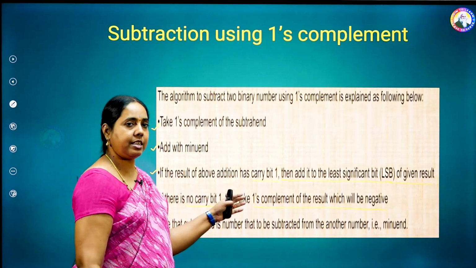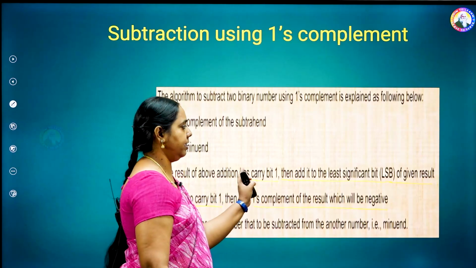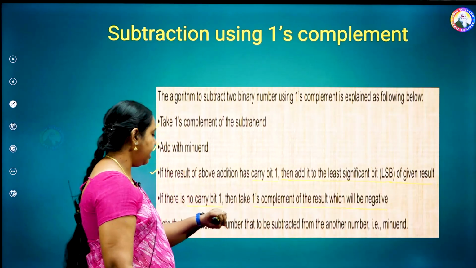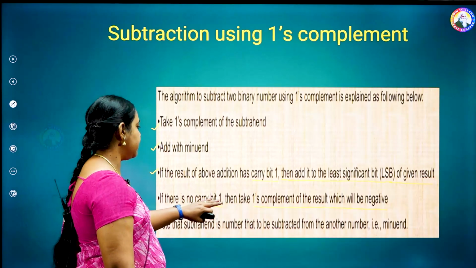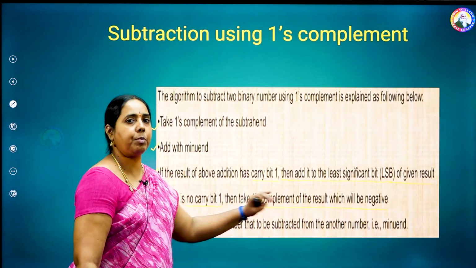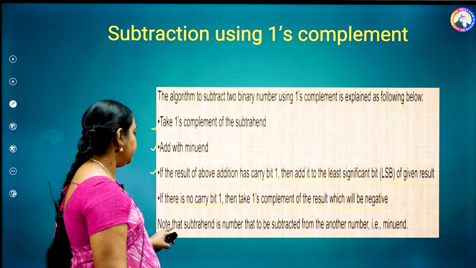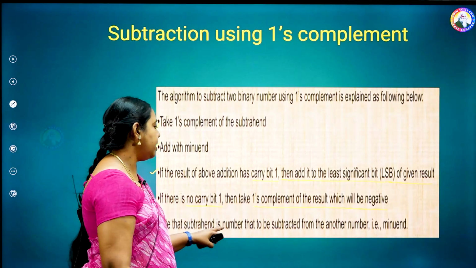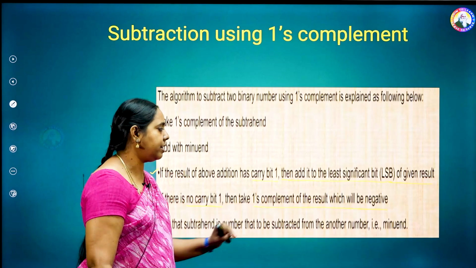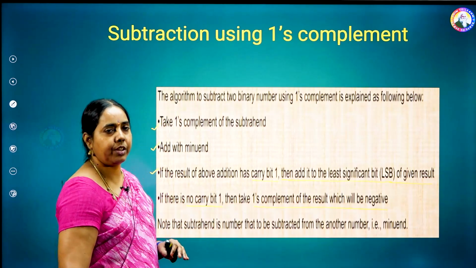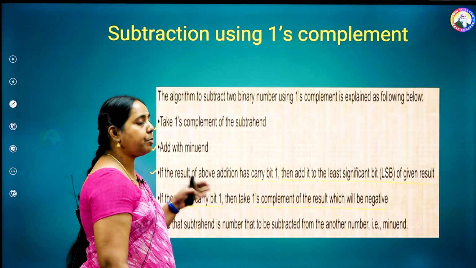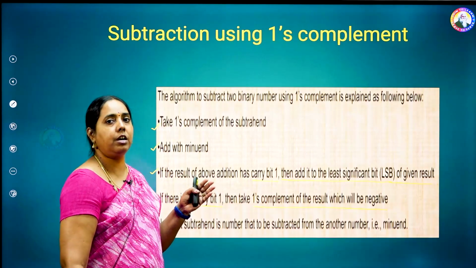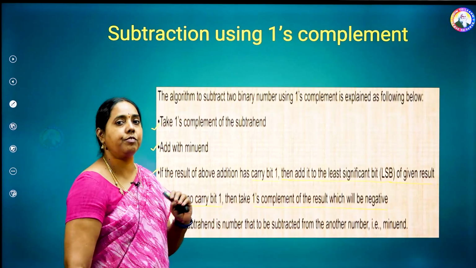If carry bit exists, then we need to add that carry to the LSB of the result. If carry doesn't exist, then we need to take the ones complement of the result. We need to make a note that the subtrahend is the number to be subtracted from the other number. So this is the procedure we need to follow while performing subtraction using ones complement.